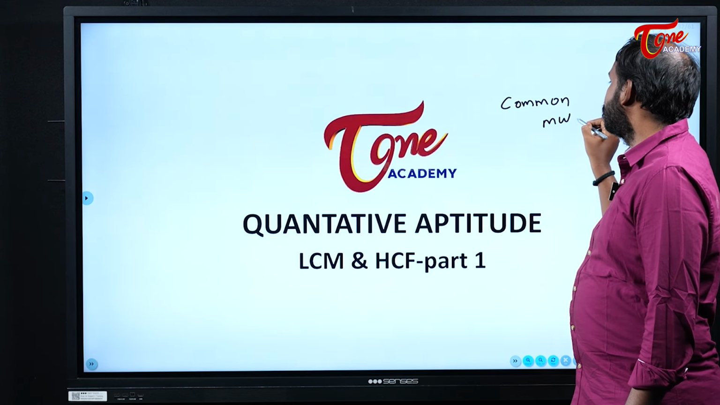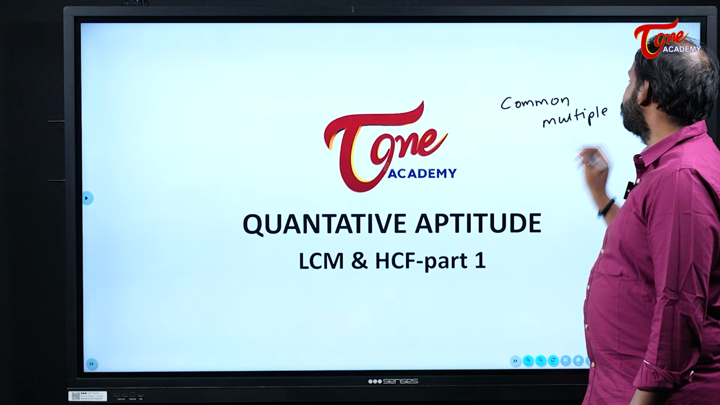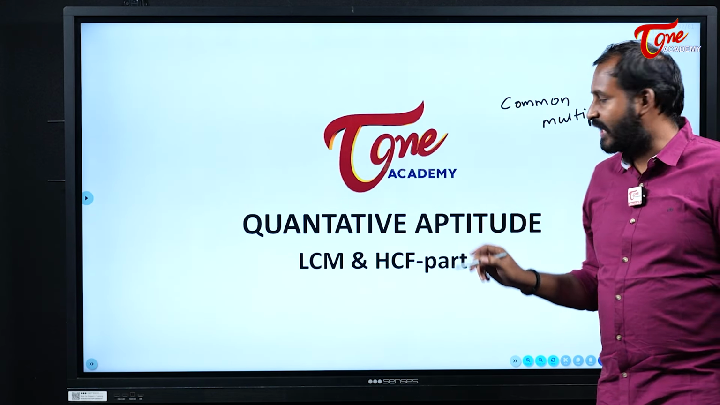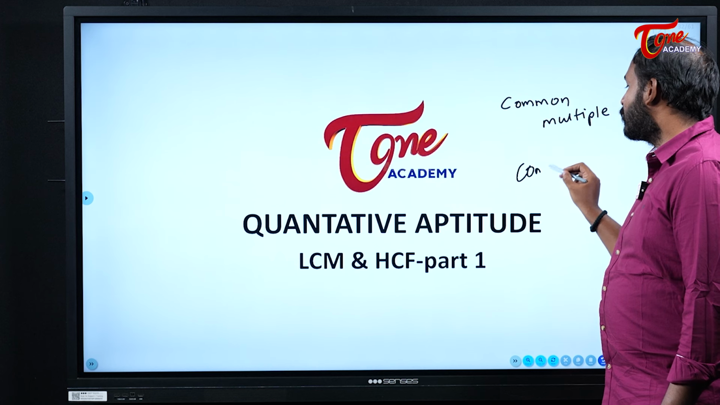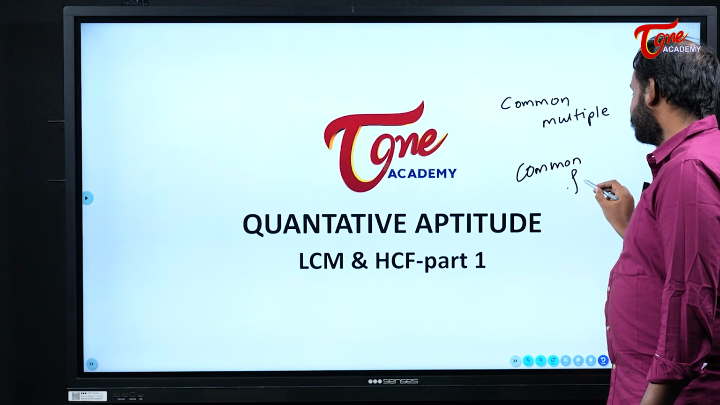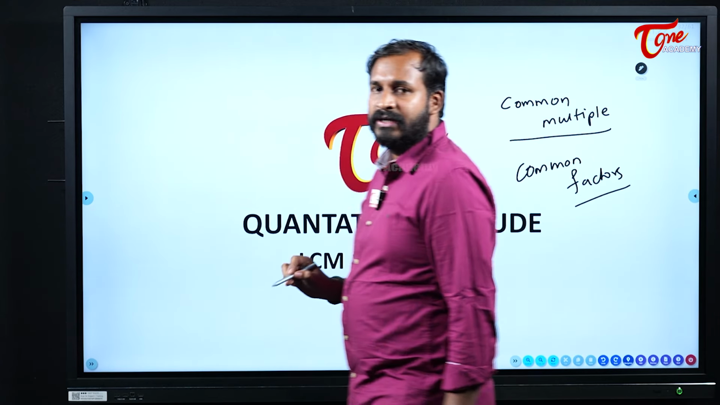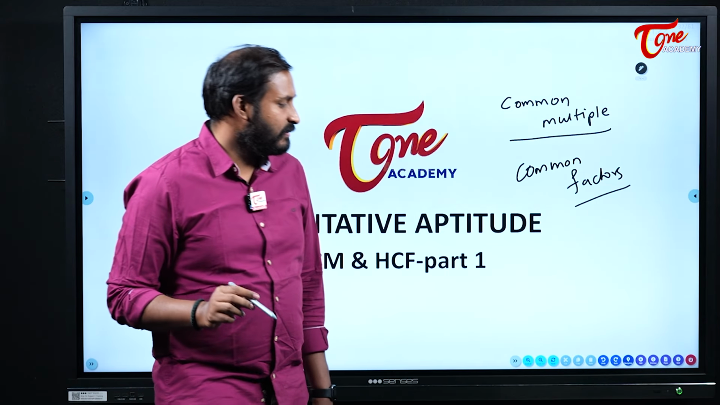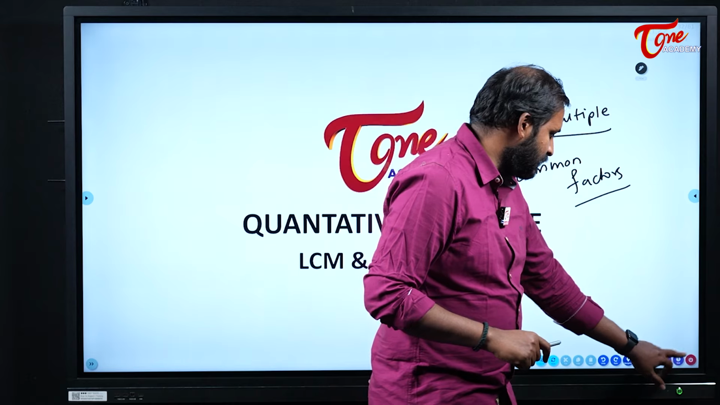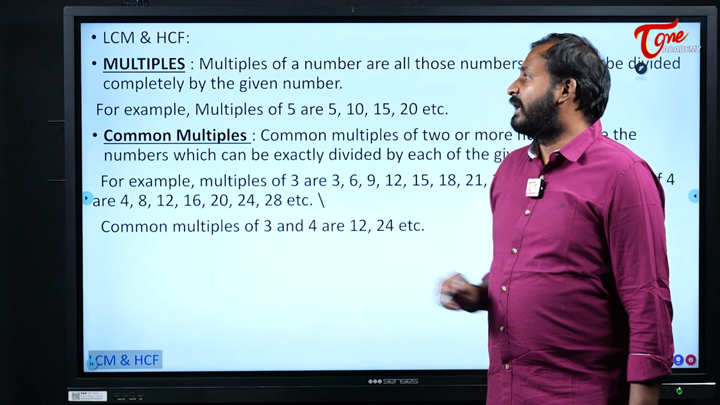When it comes to HCF, that is highest common factor. That means we will speak about the common factors. So, common multiples and factors. What is meant by these multiples and factors? We will see now. See here, multiples.